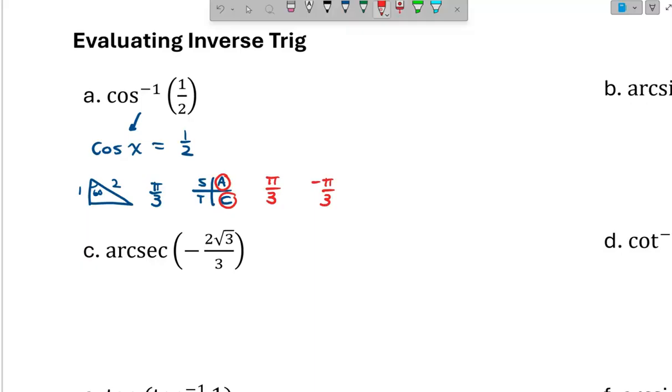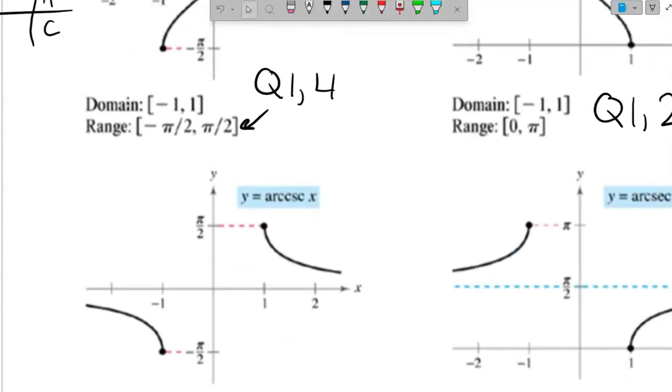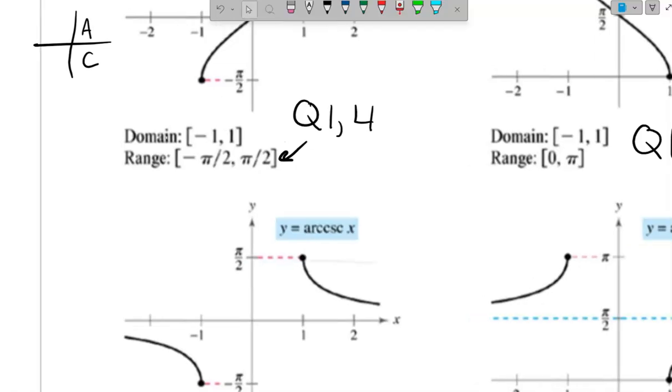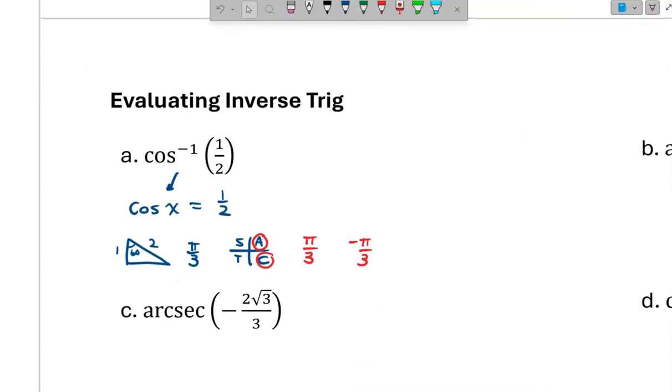The inverse cosine function, let me go back up here, is restricted to just quadrants 1 and 2. So I am going to reject the quadrant 4 answer, and our solution is pi over 3. So the inverse cosine of 1/2 is equal to pi over 3.